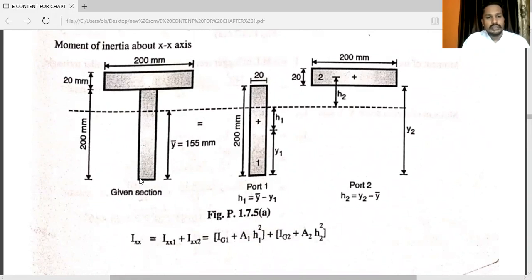They have taken, this one is the first rectangle. The height is 200 mm, or you can say the depth is 200 mm, and the base is 20. Here, this one is the second rectangle. The base is 200. The height is, or you can say the depth is 20.